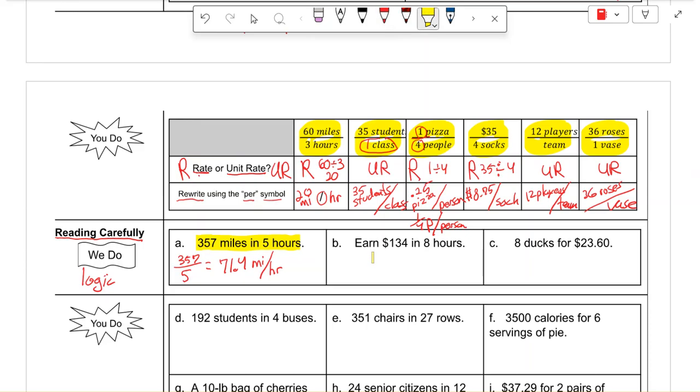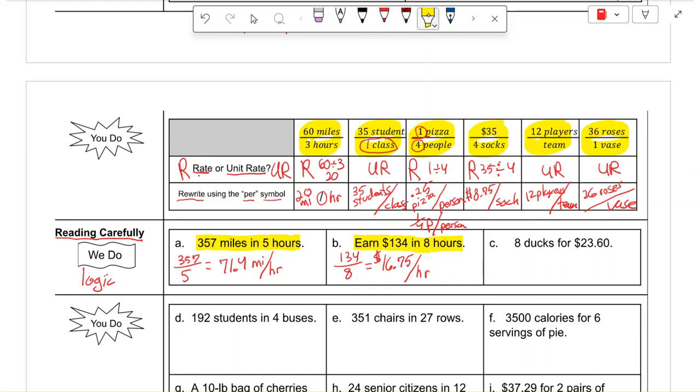Okay, let's be careful on how we read this one. This is earning $134 in 8 hours. So logically, we always want to know how much we earn per hour. So that means the per hour is going to be on the bottom. So 134 divided by 8. And when you do 134 divided by 8, you get 16 and 75 cents. So we'll call it money per hour.